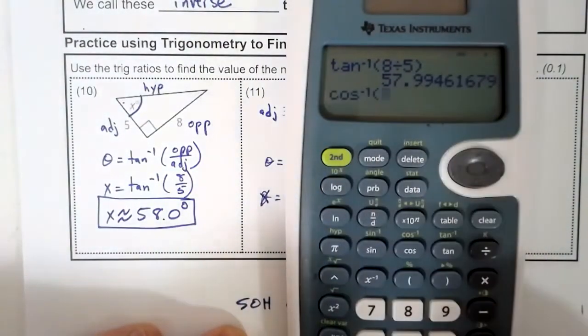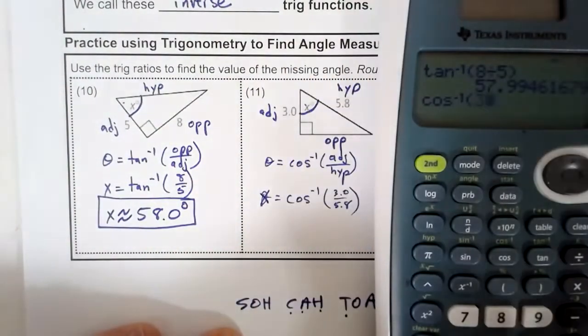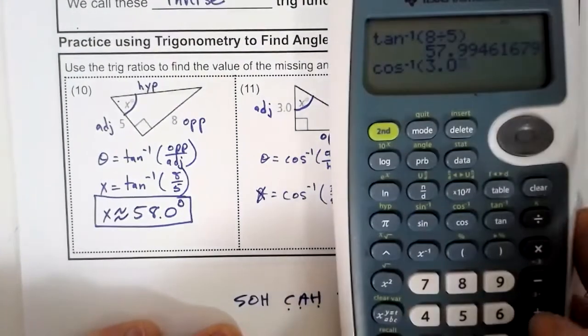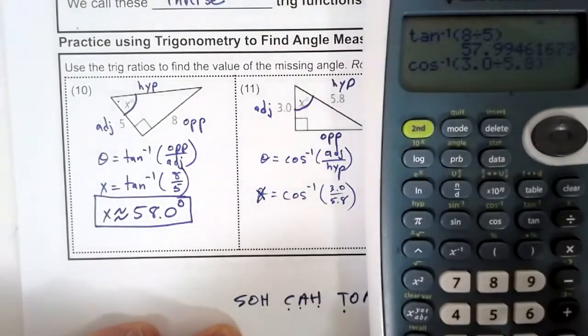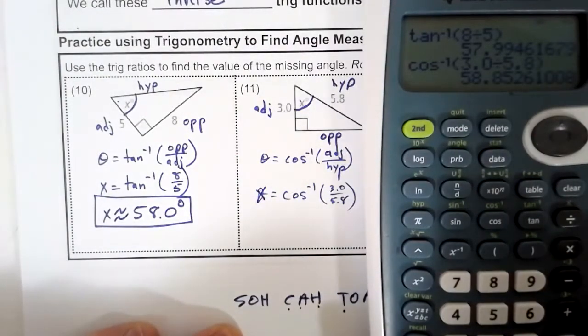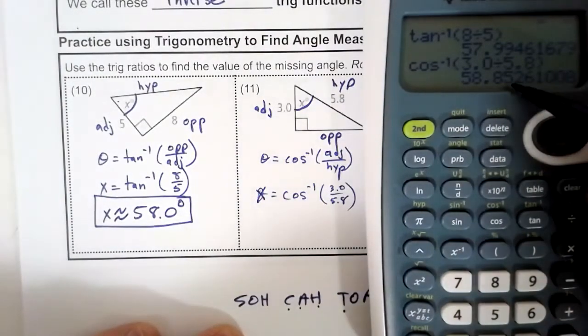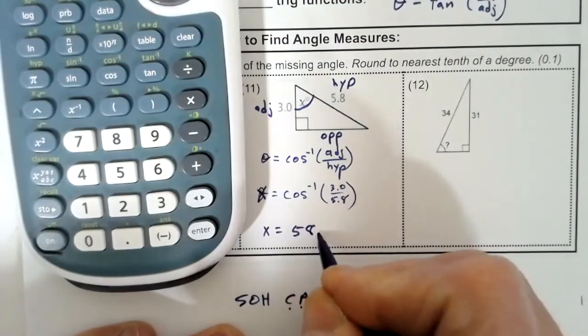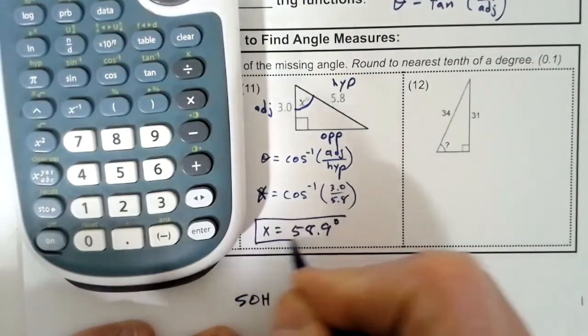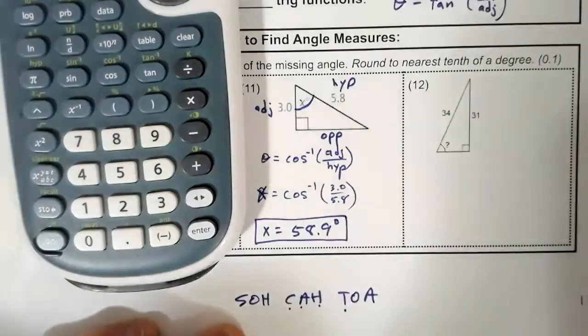Second cosine, 3.0 divided by, what is it, 5.8? Close parentheses, equals 58.85. That 5 tells the 8 to go up because it's 5 or greater. X is equal to 58.9 degrees. Perfect. Okay.